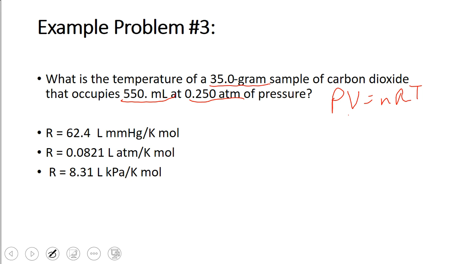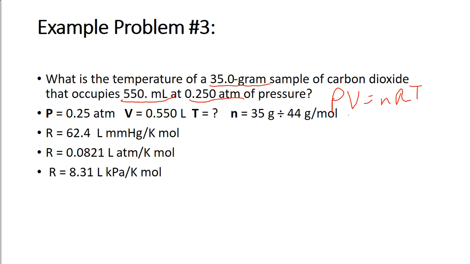So we're going to do the opposite of what we did before. Pressure is fine as 0.25 atmospheres. Volume, we have to convert milliliters to liters. So we're going to jump this decimal 3 places to 0.550 liters. Temperature is what we're looking for. And the moles is 35 grams divided by, for carbon dioxide, 44 grams per mole. And we got that because CO2 has 1 carbon and 2 oxygen.